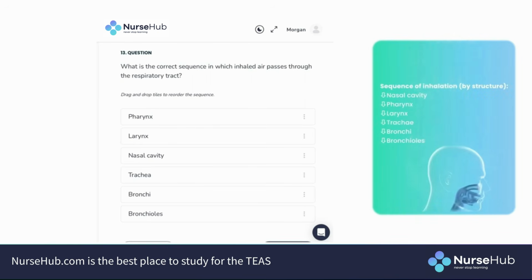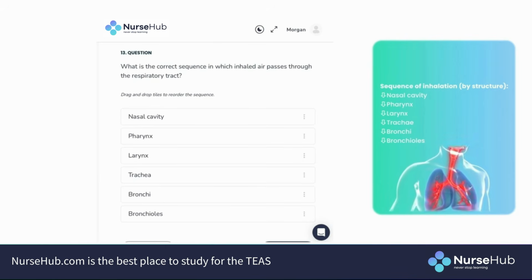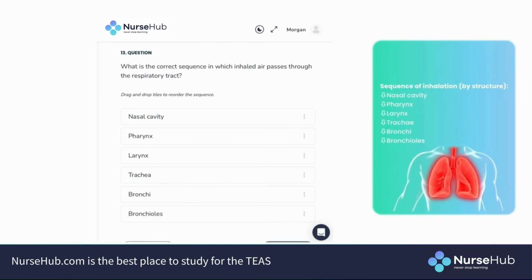So when inhaling, air is taken through the mouth and nose, right? So that's our nasal cavity. Then through the larynx and pharynx. These passageways warm the air and prepare it for gas exchange. The air continues on through the trachea, commonly referred to as the windpipe.